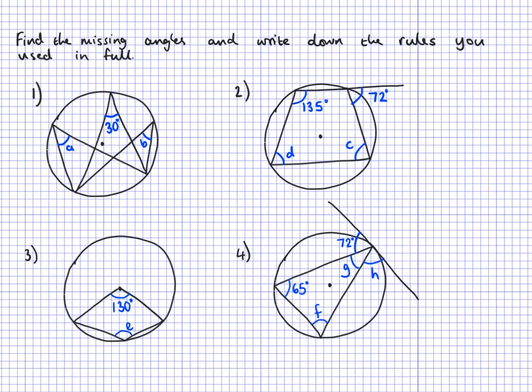Your task is to find the missing angles and write down the rules you used in full. Okay, so state exactly what rule you used, write it in a full sentence. You need to find all the missing angles. So for question 1, there's 2 missing angles here. We've got 2 here for question 2. We've got 1 here, and we've got 3 in this one.